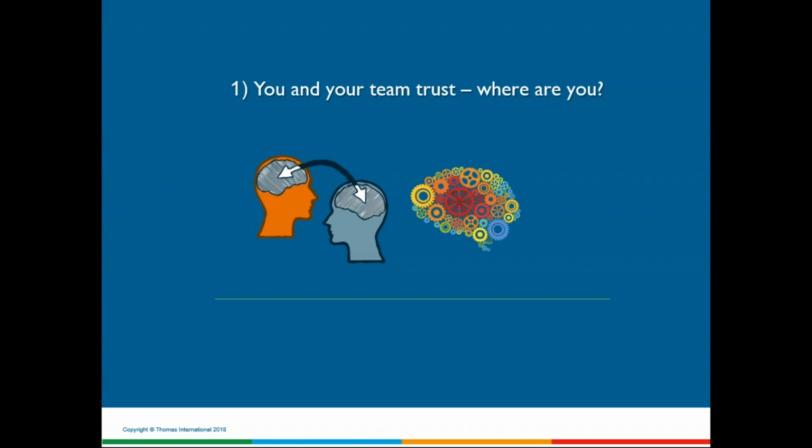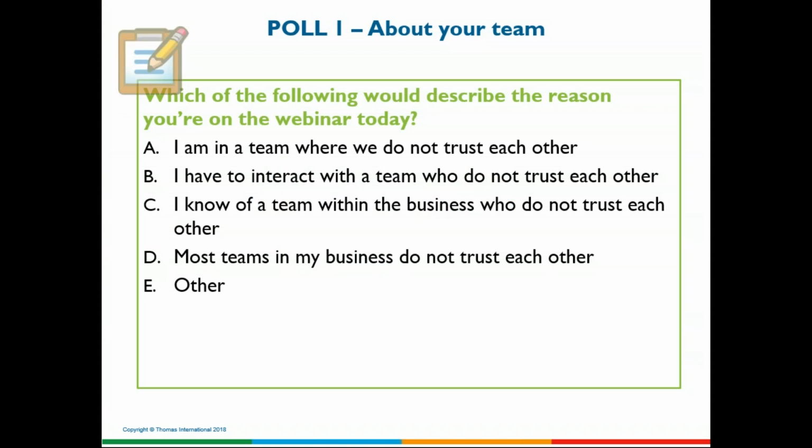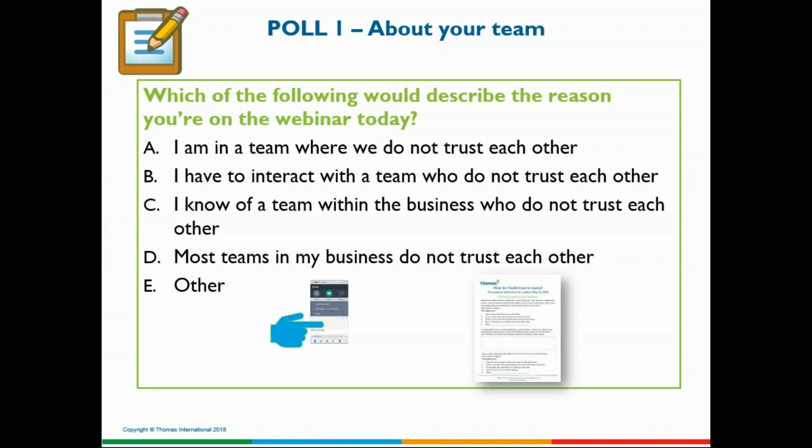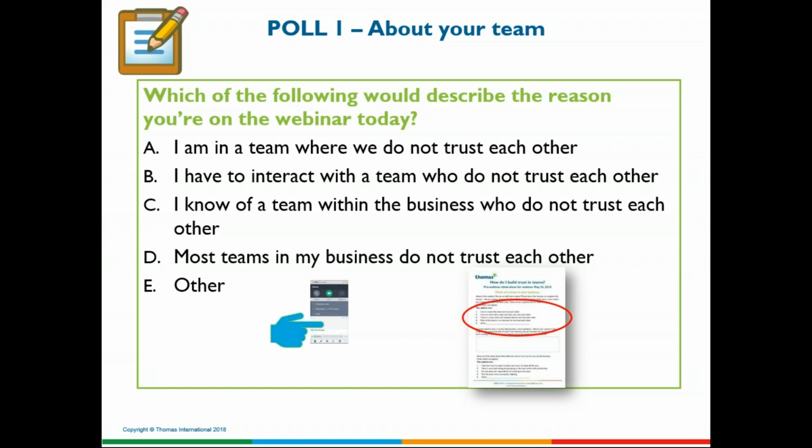On the document you received for the pre-reflection, you were asked to consider a team within your business that lacks trust. To help me understand your context here today, let me know which it is through the next poll. Here are your 4 options and an other. I'll give you just 10 seconds to read this because this is on the pre-read document. I will show you the poll and you can let me know where you are at with your teams.